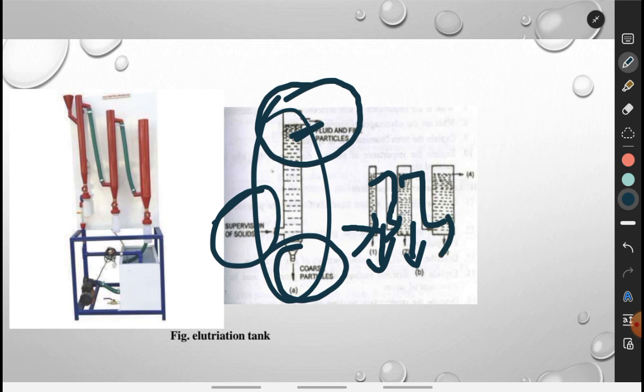This process continues. So this is all about the elutriation tank.